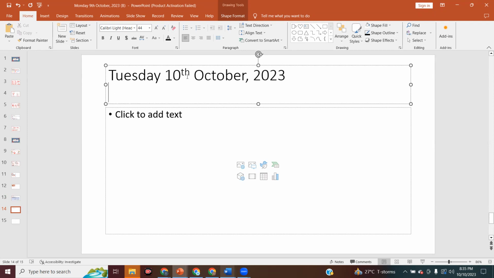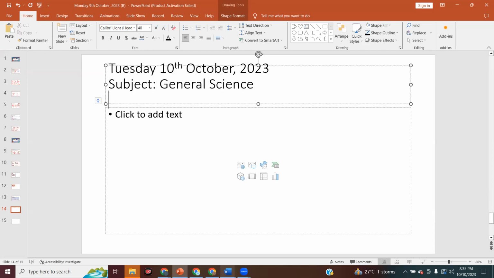All right, so the subject is, of course, general science. In general science last class, what did we look at? I think mollusks. Mollusks, yes. Mollusks are vertebrates or invertebrates? Invertebrates. How do we define invertebrates? Animals without backbone or organisms without backbone. Very good.